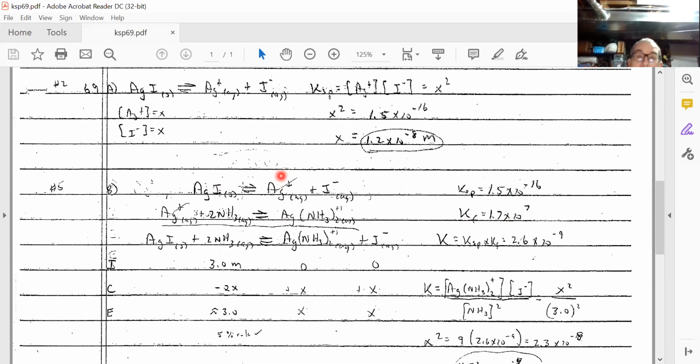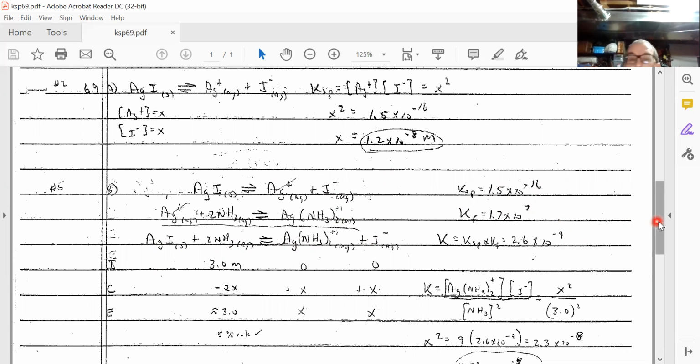So what I'm going to do is add these two reactions, and the intermediate, the Ag plus, drops out. We end up with AgI plus 2NH3 forms Ag(NH3)2 plus and I minus. Because I'm adding these two reactions, I multiply the KSP and the Kf. Notice the KSP is really, really small, but when it gets multiplied by 10 to the 7th, it's small, but not as small as it was before. So now we're at 10 to the negative 9th right here.